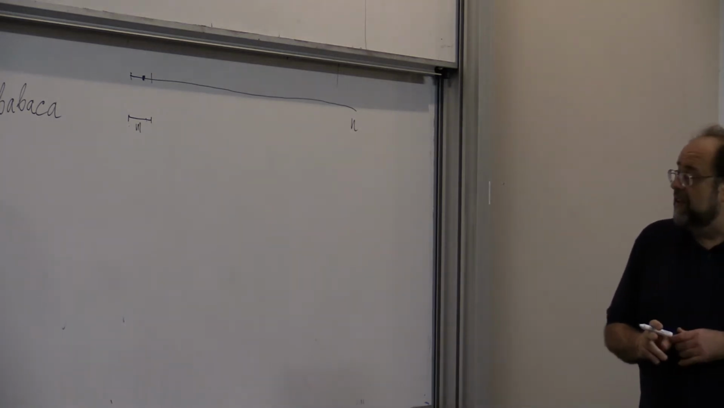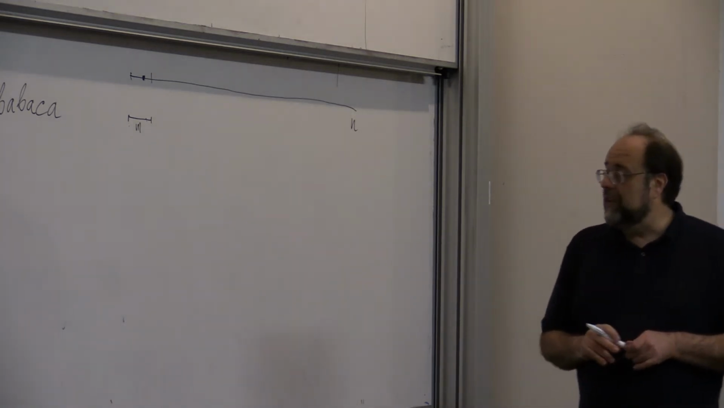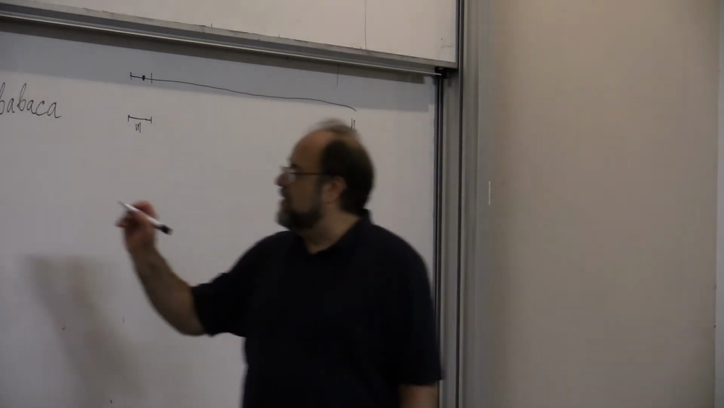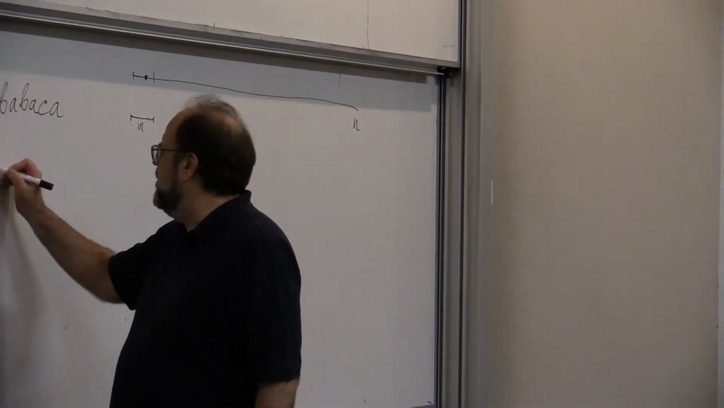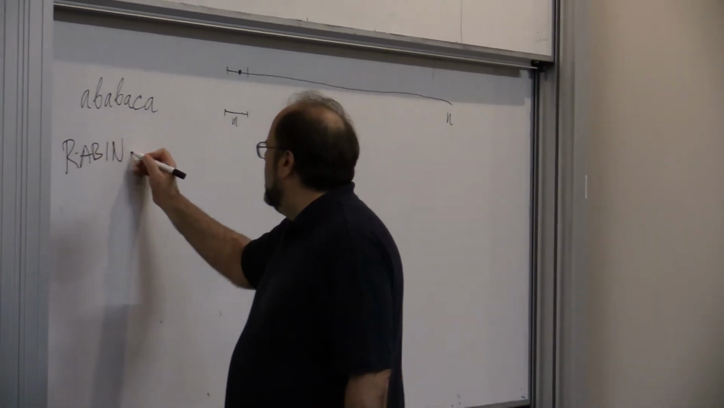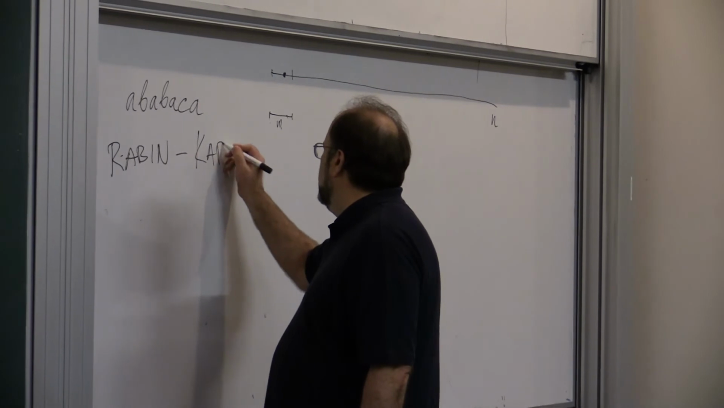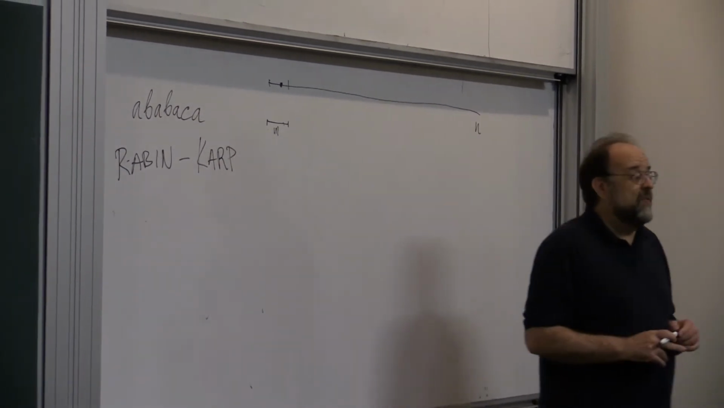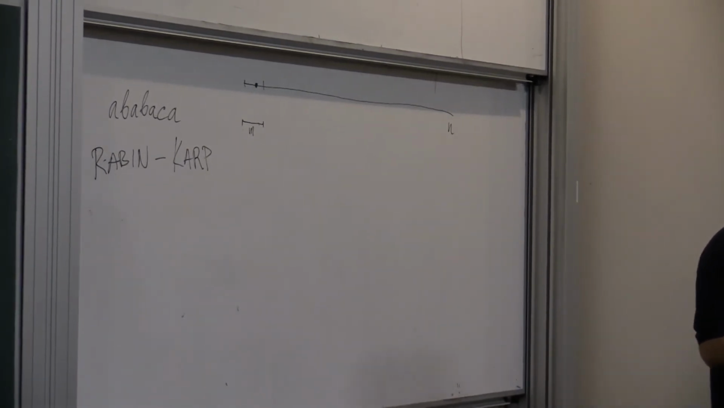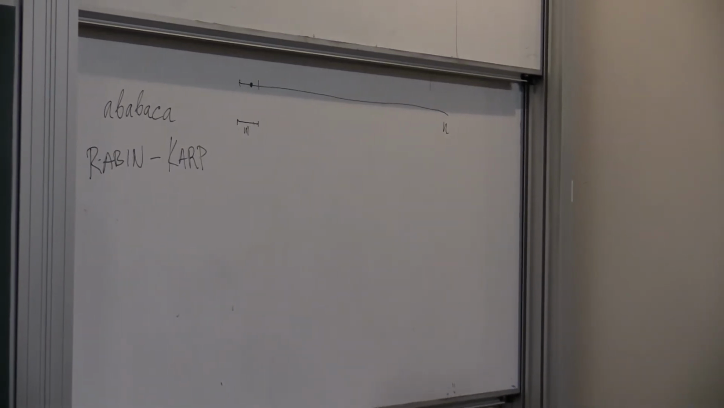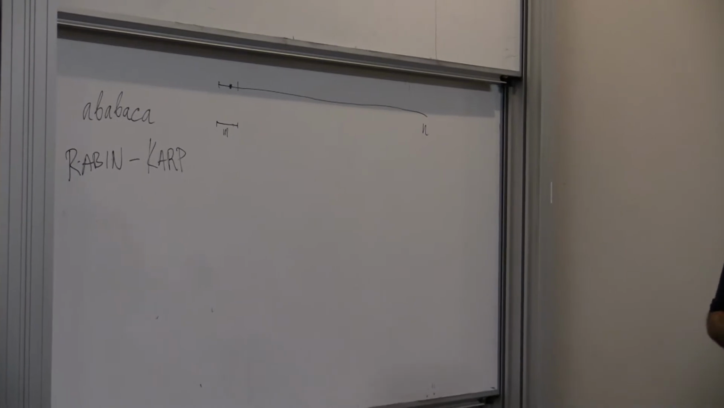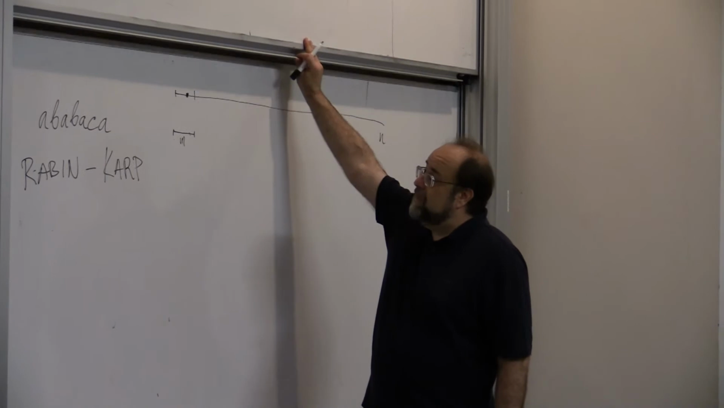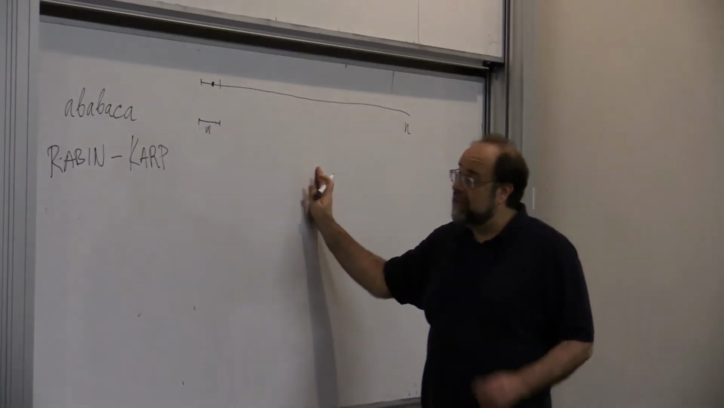So the first algorithm that we want to see is the famous Rabin-Karp algorithm, which shows in a very clever way the power of recursion. So what is the idea? How do we speed up the string matching algorithm?